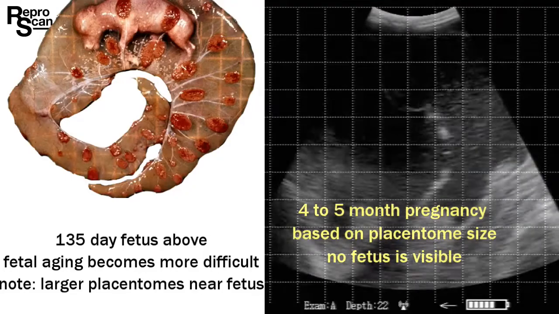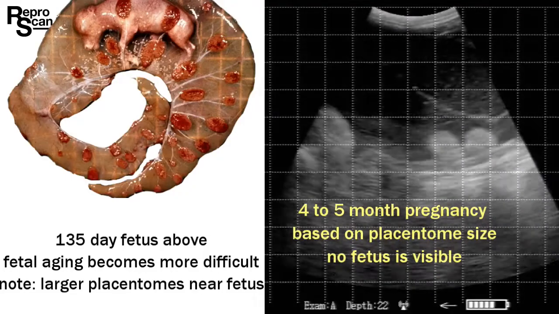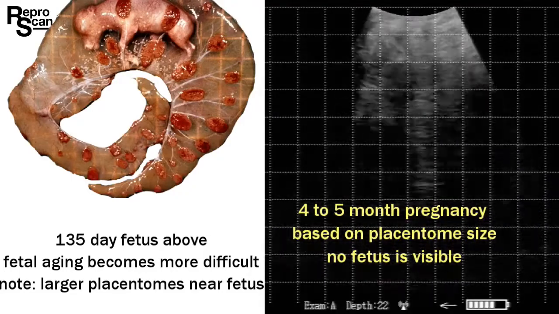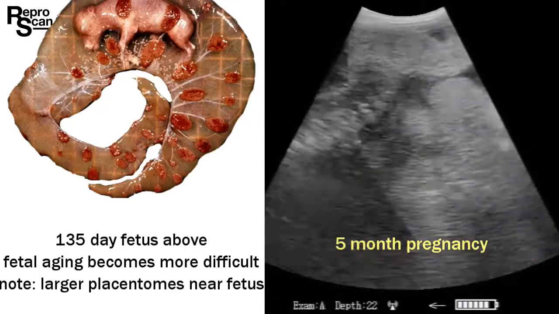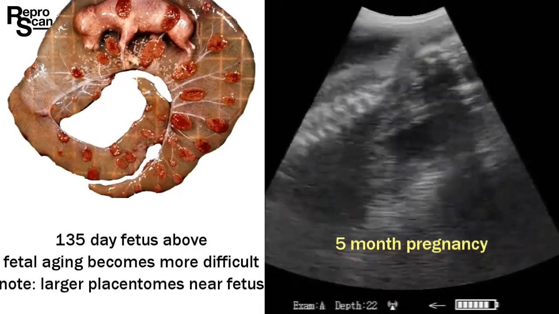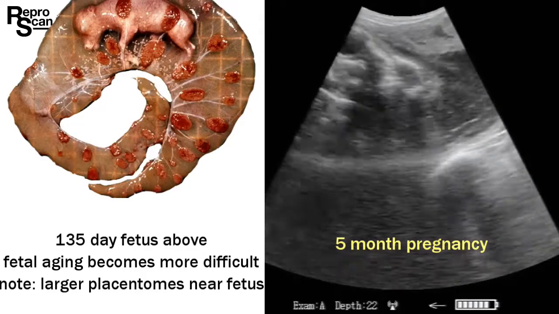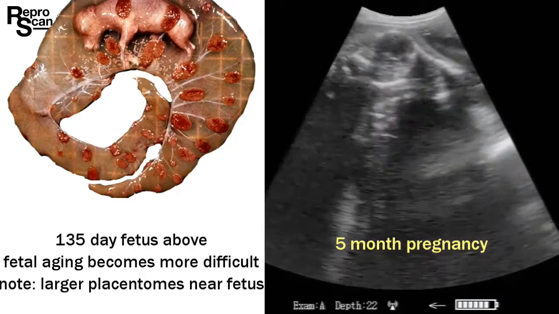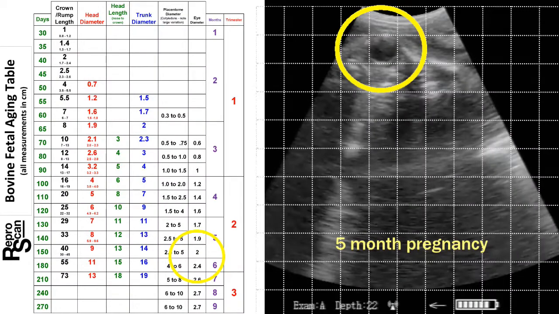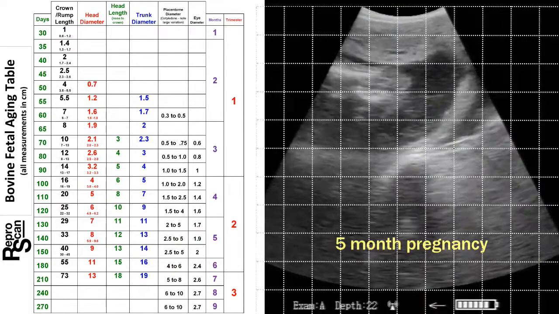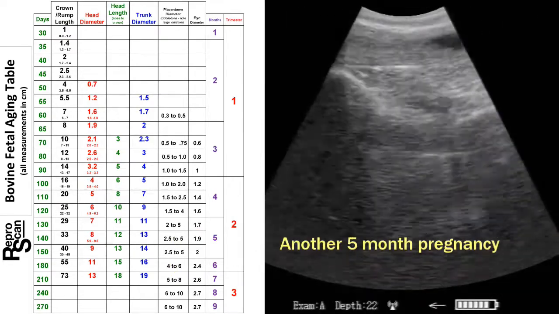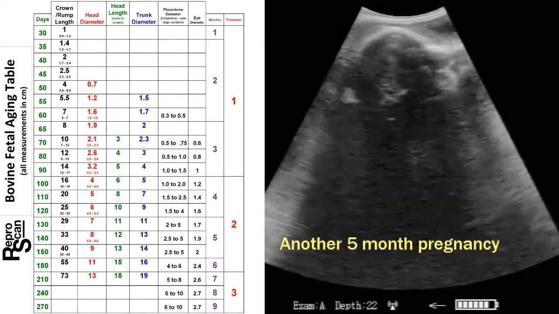Here's a trickier one. No fetus is present. Be ready for that. Some big cows, you cannot reach to the fetus, even at 5 months. Here's a much easier 5-month pregnancy. We're just going to roll across that head, and let's just freeze on there. We're going to use that, the orbit of the eye, looking at our chart, 2 centimeters, 150 days, 5 months pregnancy. Let's not get overly accurate.